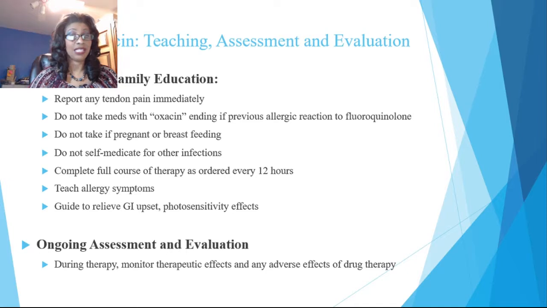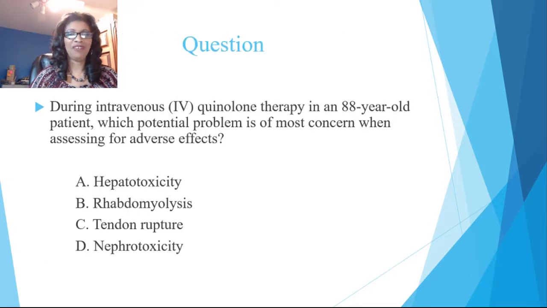Okay, lots of information. Here's what we love best. Test time. All right, question number 1. During an IV quinolone therapy treatment in an 88-year-old patient, which potential problem is of most concern when assessing for adverse effects? A, hepatotoxicity. B, rhabdomyolysis. C, tendon rupture. Or D, nephrotoxicity.